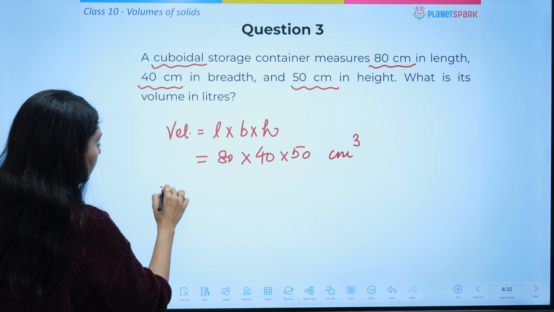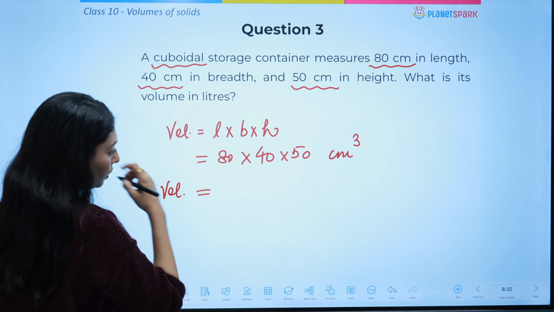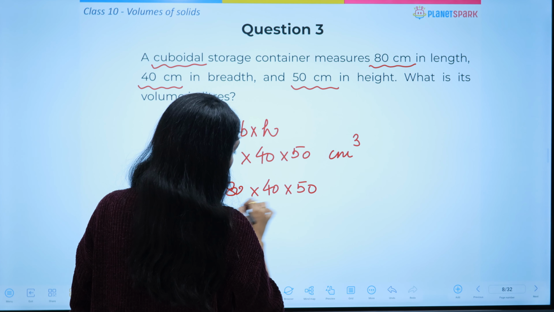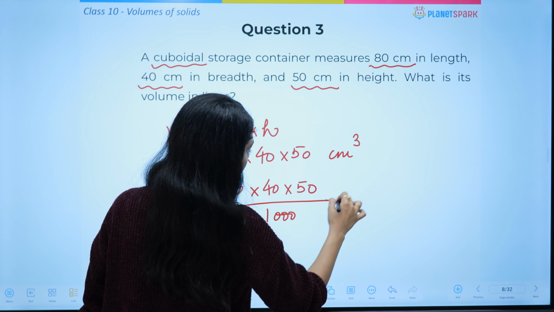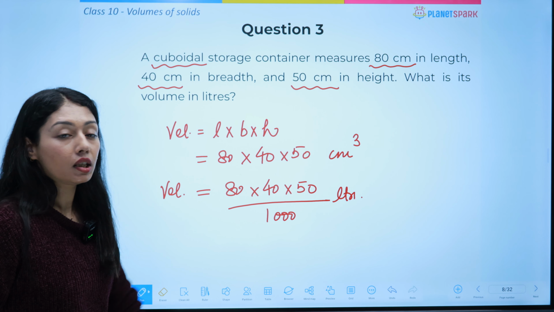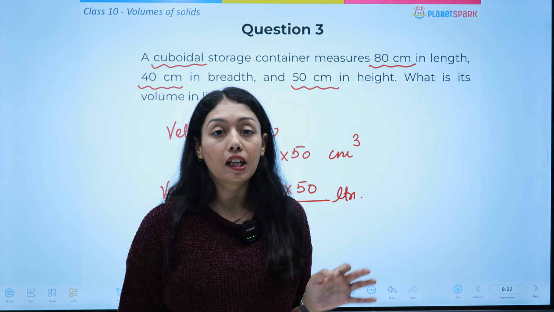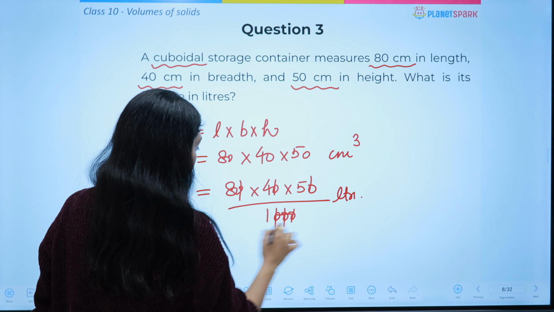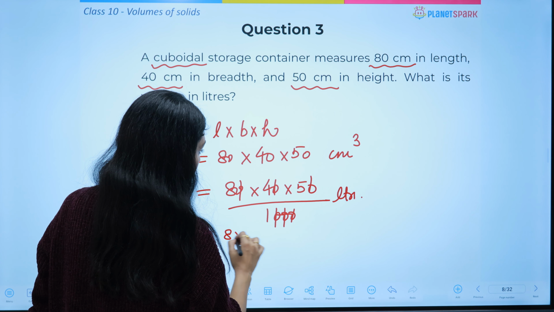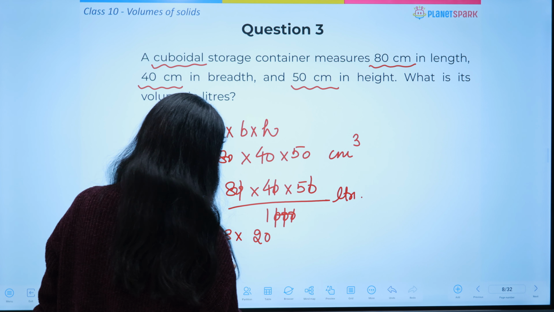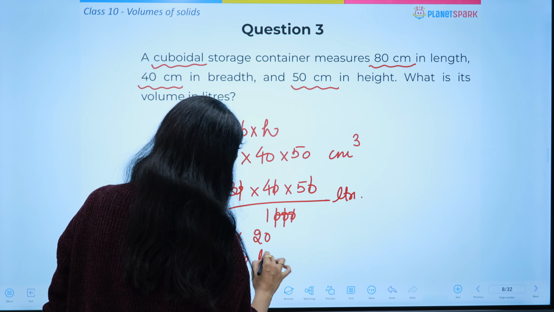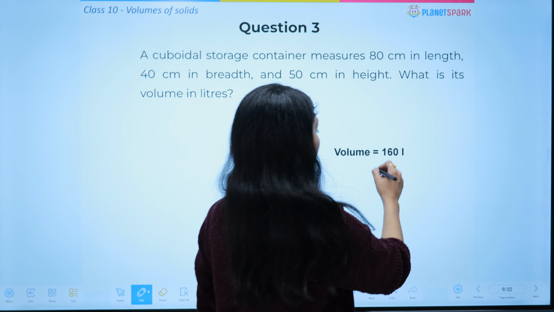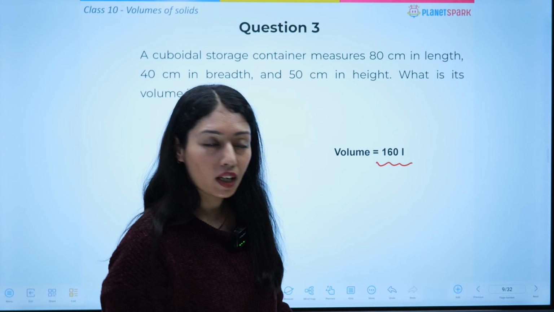Now we need it in liters. So volume in liters will be 80 into 40 into 50 upon 1000 liters. Right? Centimeter cube to liters, how do we convert it? By dividing by 1000. Okay. Simply cancel out the zeros. Okay, so we have got our answer. That is 160 liters. Right, everybody?